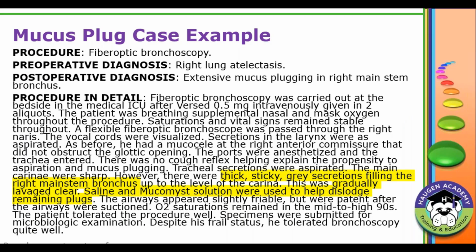The example that we have for this one is a patient with right lung atelectasis and extensive mucus plugging in the right main stem bronchus. They've got such a plug in the right bronchus that it has caused the right lung to collapse. So they go in. This one in the highlighted area says he removed thick, sticky, gray secretions filling the right main stem bronchus. Yuck. But definitely stuff you want to get out of there.